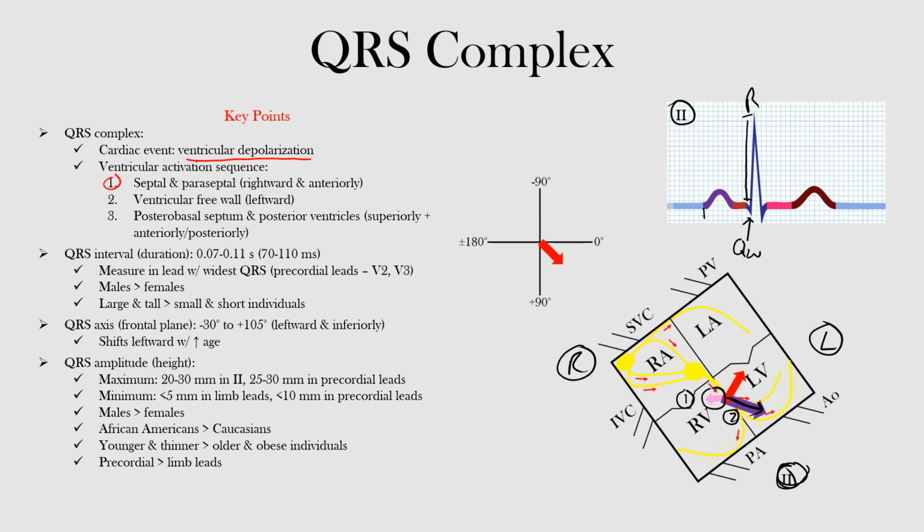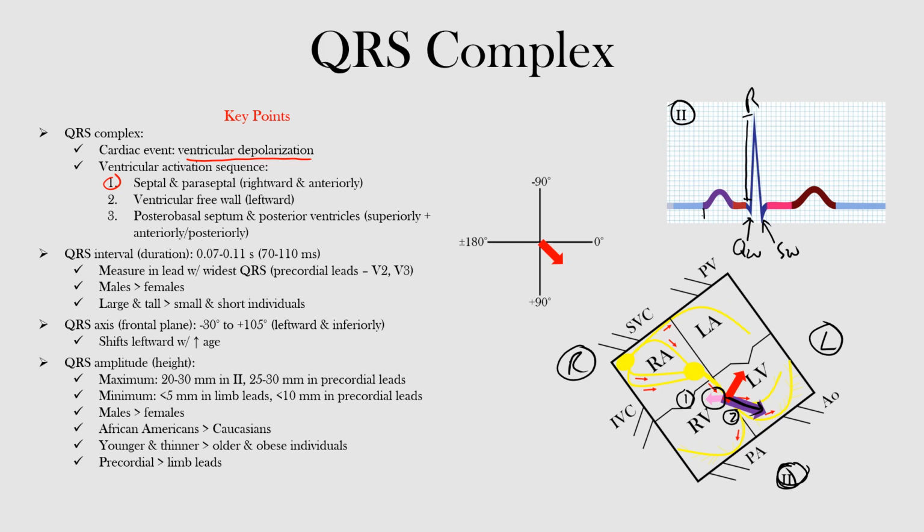The third vector represents activation of the posterobasal septum, the posterior ventricles, and the remaining portions of the ventricle that have yet to be depolarized. This is a superiorly oriented vector that can be directed anteriorly or posteriorly. It may be represented as an S wave in the left lateral leads. This is our S wave that we're seeing here. In this lead, you may see it as an R prime wave, a small R prime in some of the right precordial leads. We won't get into that though.